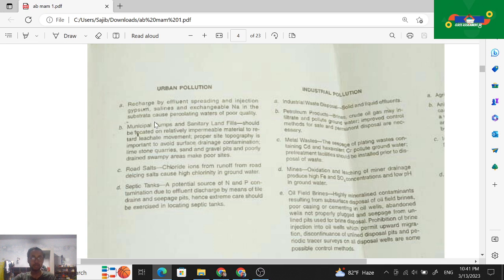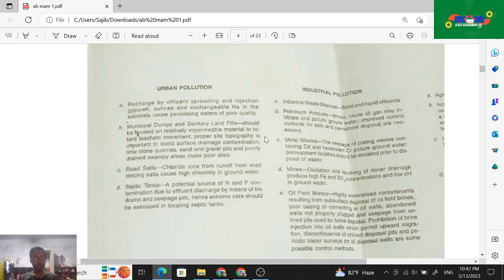Gypsum, saline and exchangeable Na in the substrata cause the percolating water to be of poor quality. Municipal dumps and sanitary landfills should be located on relatively impermeable materials to retard leachate movement. Proper site topography is important to avoid surface drainage contamination. Limestone quarries, sand and gravel pits, and properly drained swampy areas make poor sites.